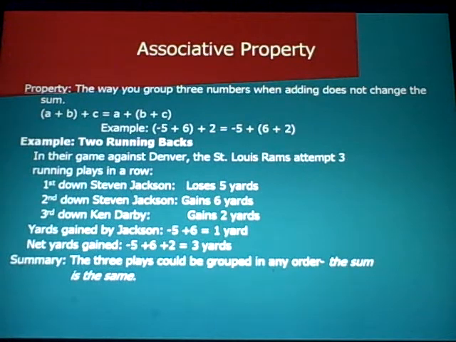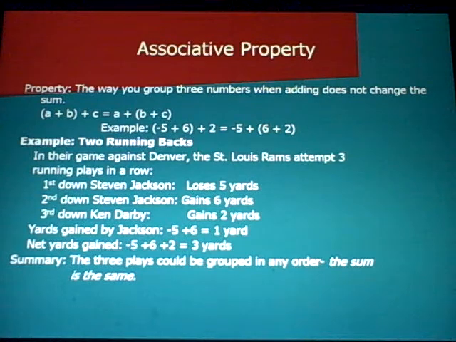Associative, a little more complicated, but still an addition rule. The way you group 3 numbers when adding them does not change the sum, and this is where we introduce brackets or parentheses. a plus b in brackets plus c is the same thing as the right-hand side of the equal sign, where we put the brackets around b plus c. You get the same answer either way. And you'll see an example using numbers right below it.